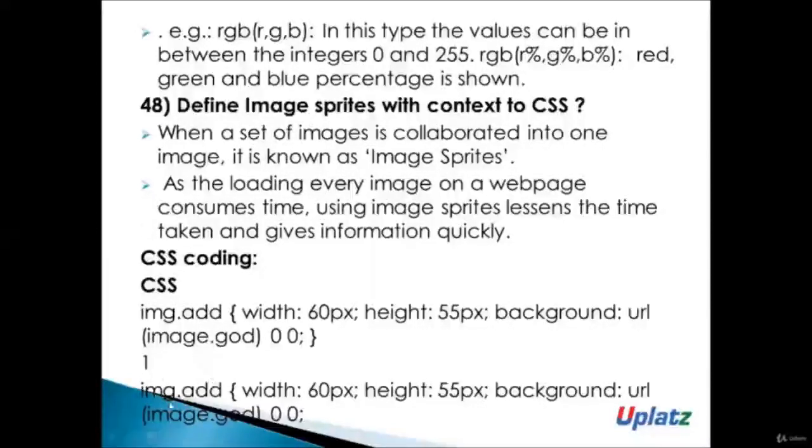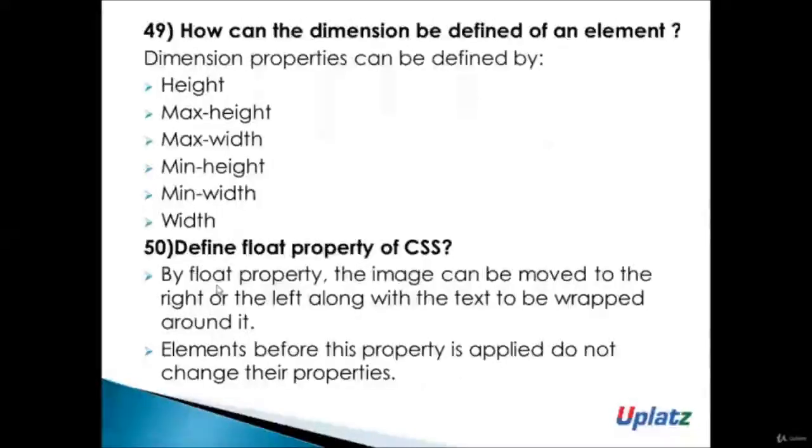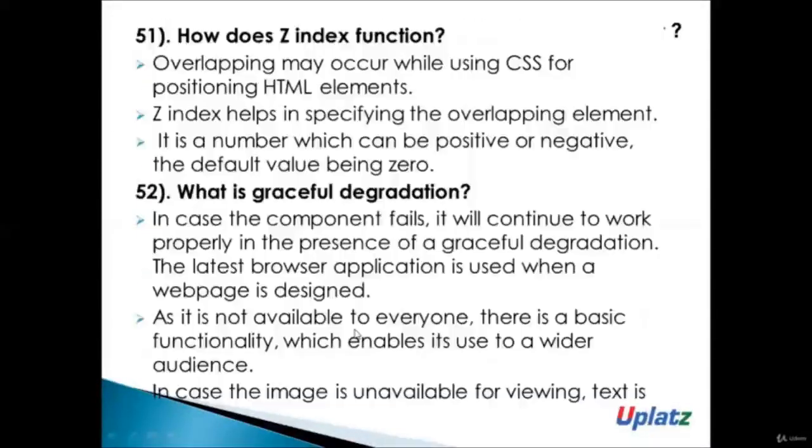For CSS coding, it should be like this: width, height, background. You need to add the image to that particular sprite. Next, how can the dimension be defined? The dimension properties can be defined like this: height, max-width, max-height, min-width, and width. The float property defines whether elements can be moved to the right or left when text wraps around. Elements before this property is applied do not change their properties.